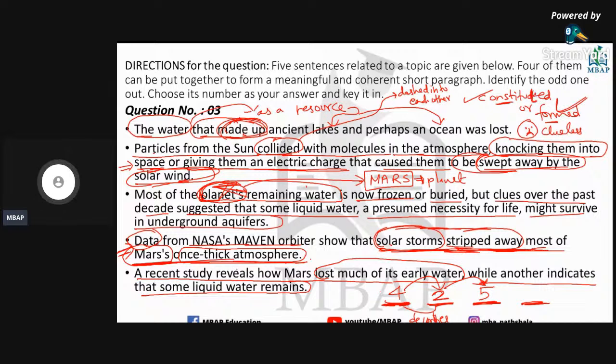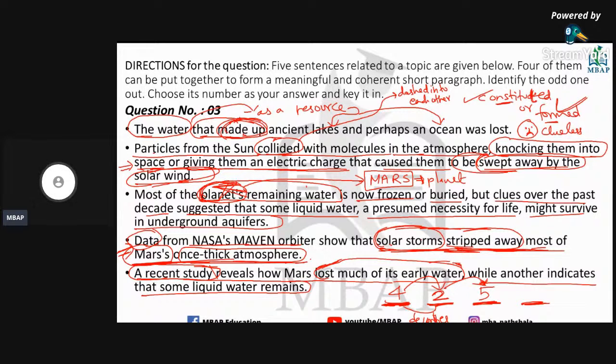Why? Because it talks about a very recent study. And what does it say? It says that Mars has lost much of its early water. Okay. Much of its early water. Right. So sentence 5 talks about the recent study on the presence of water on Mars.